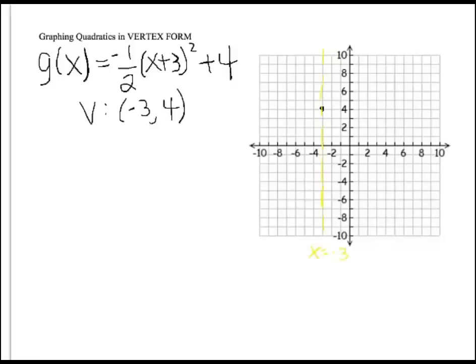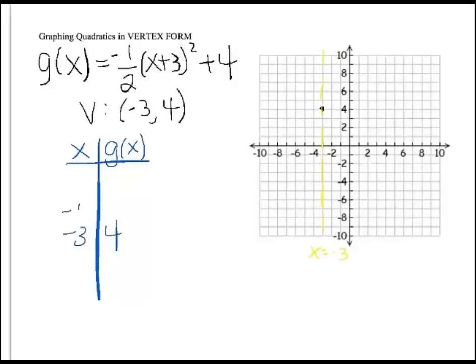That's that vertical line. So when I make my table, we'll put negative 3, comma 4 in the middle. Notice that if I plug in negative 4, that'll be the same as if I were to substitute in negative 2. Same with negative 5 and negative 1. So if I plug in negative 4, I get negative 4 plus 3, which is negative 1. Squared is 1. Times negative 1/2 is negative 1/2. Plus 4 gives me 3.5.